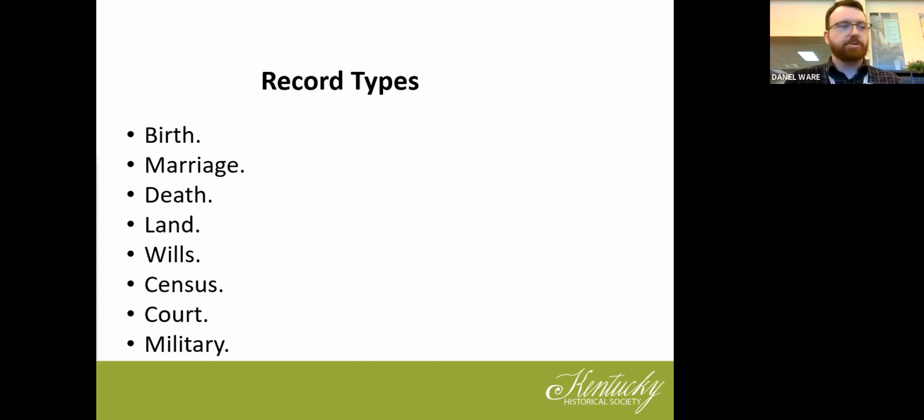Okay, now I'm going to try to go through some record types as quickly as I can. Try not to make this go super long. But anyway, here's some record types. These aren't necessarily all, there's definitely more than this, but these are some of the more general ones that you may come across or need to look for. They're going to be birth, marriage, death, land. I put wills, but that would fall more under actual probate records, but I wanted to specifically mention wills. And then there's census records and court records, and also military records.